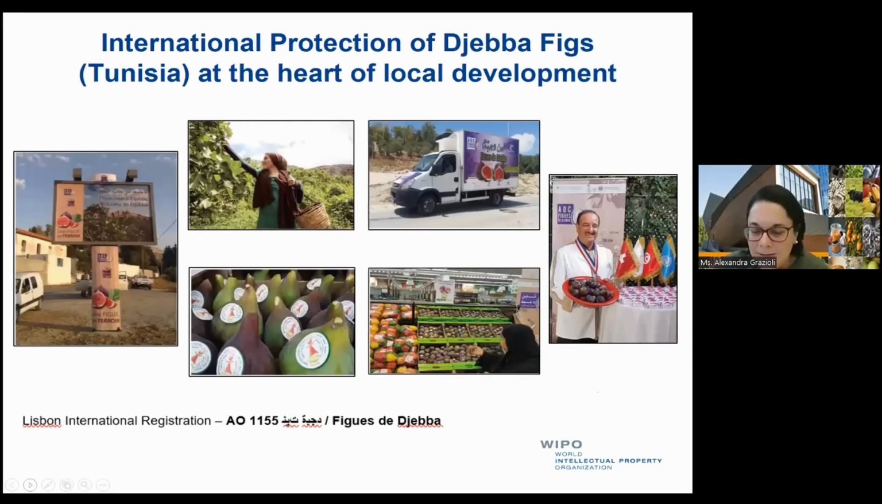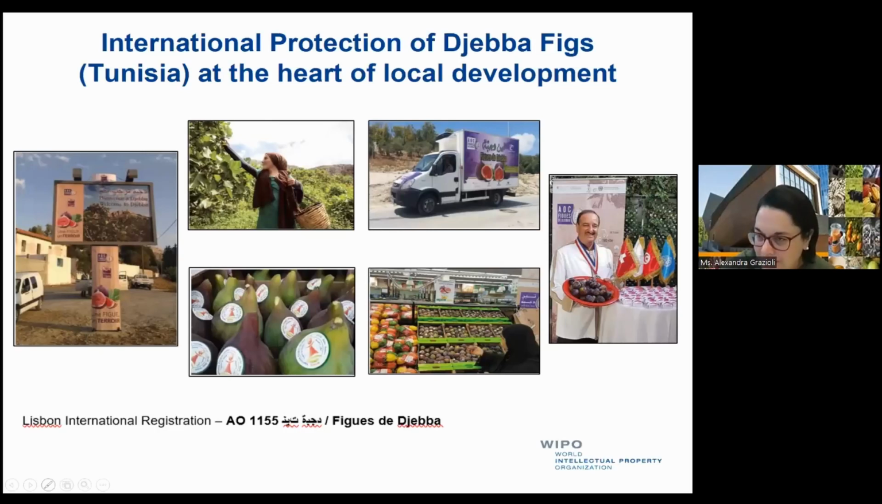The final example I wanted to mention today is the example of the Jeba fig. This is a very interesting example because the international registration was the final step of a process that producers and authorities from Tunisia put in place in order to valorize that very unique fig that is growing in Tunisia. So the Jeba fig was protected as an appellation of origin in Tunisia. Producers worked hard to define the standard and to put in place a control system for the quality of the product.